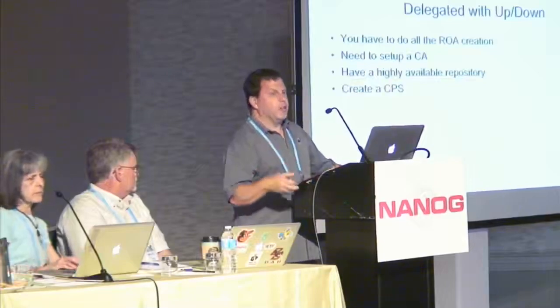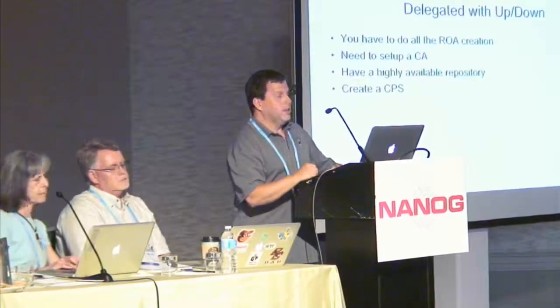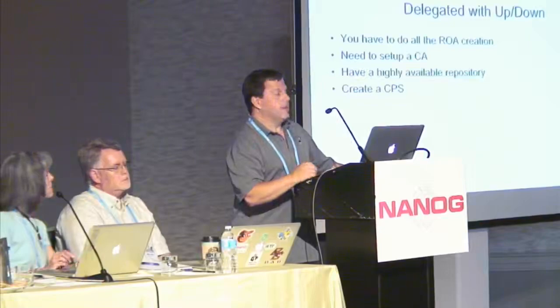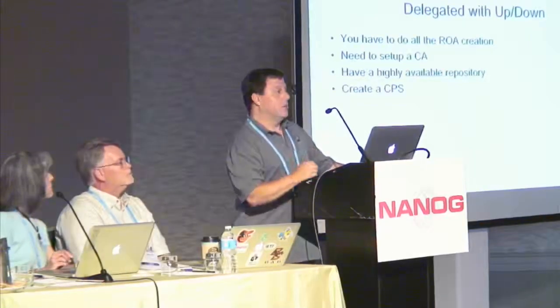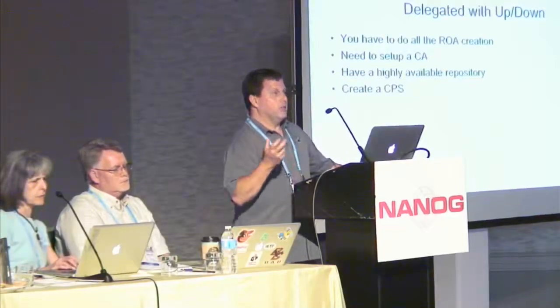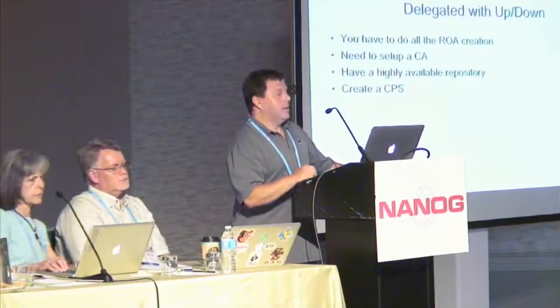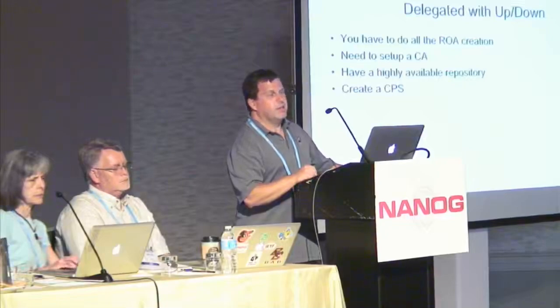Now, one of the things I'll note with up-down is that you have to do all the ROA creation and all the updating on a regular basis. You need to set up the CA, and you have to have a highly available repository. That's one of the things people don't realize: everybody has to get this information from you. So if you want your routes to be validated by others, this repo needs to be available. And of course, you have to create a CPS, a Certification Practice Statement, which may involve some lawyer review.